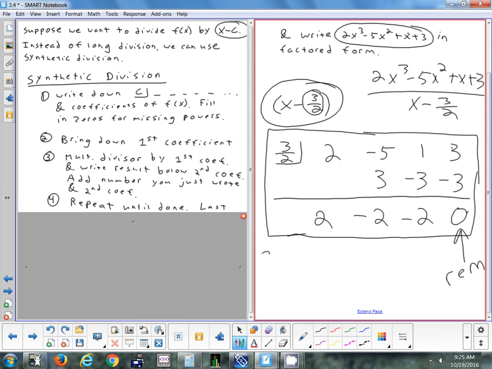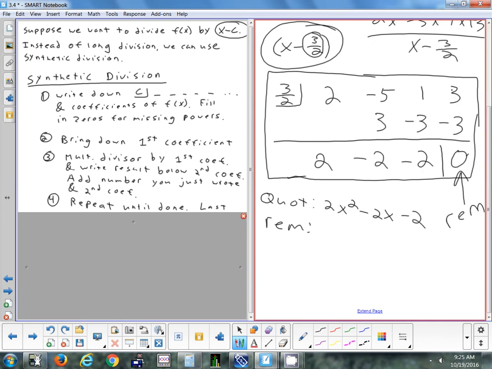The way you figure out the quotient is you start all the way at the right, except for the remainder, that's by itself. That's the constant. That's the number in front of x. That's the number in front of x squared. That's how I do it. Just count what's the highest power you need. So 2x squared minus 2x minus 2. Remainder, 0.